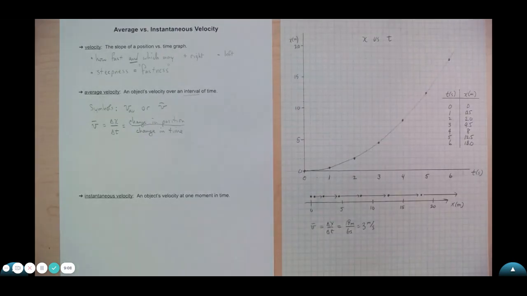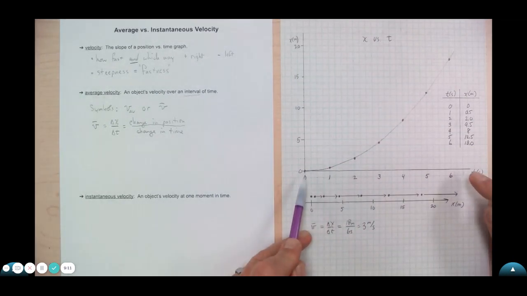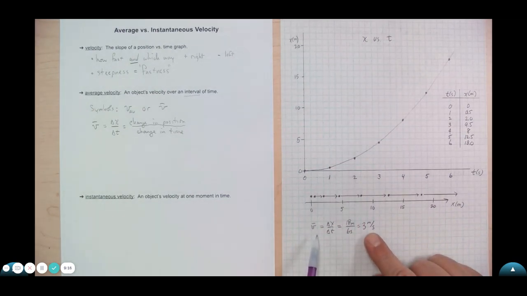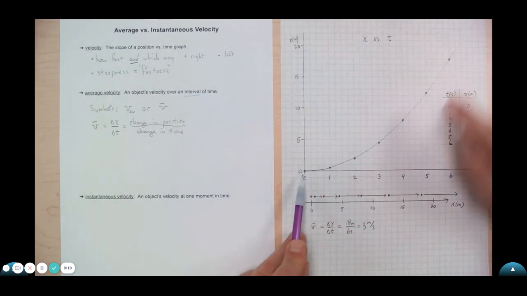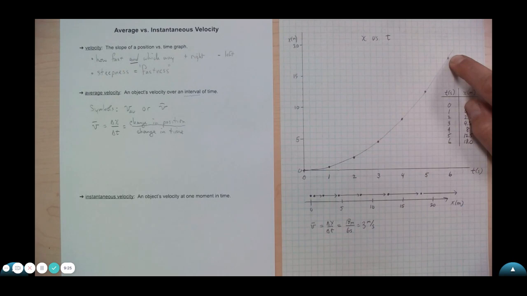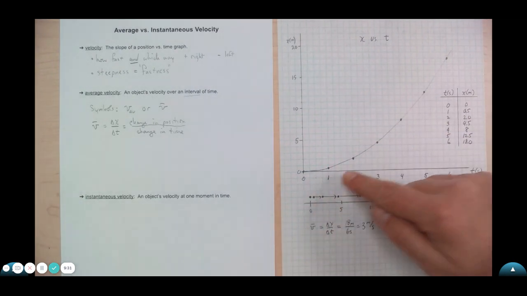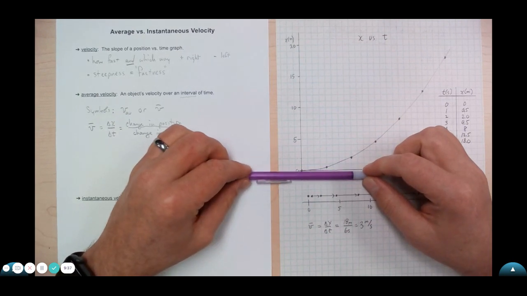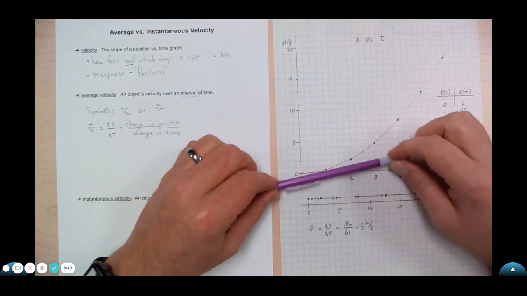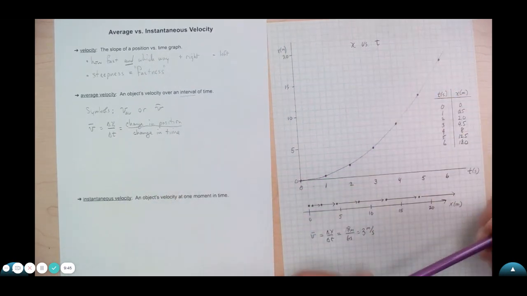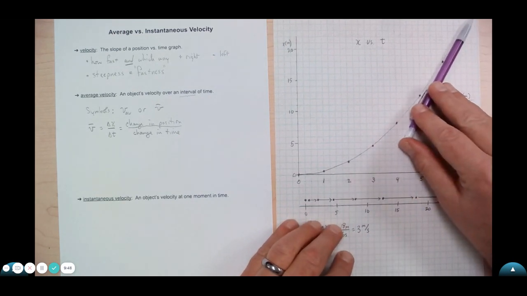But this is a very different motion. So it's true. On average, both of these things went 18 meters in 6 seconds, so they have the same average velocity. But this object here started off at rest and ended the 6 seconds going much faster. So it might have had an average velocity of 3 meters per second, but that doesn't mean that it was going 3 meters per second the whole time. This thing, let's look at the slope, started off at rest, and every second that went by, the thing had gone faster and faster and faster. By the time it hits 6 seconds, the thing is going quite fast. The graph is really steep.